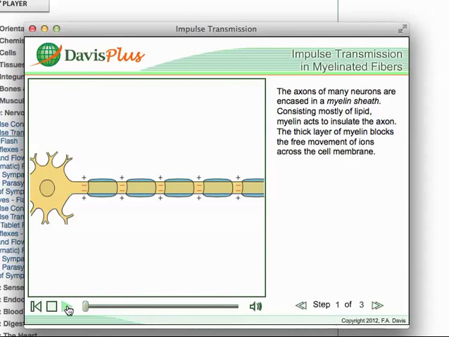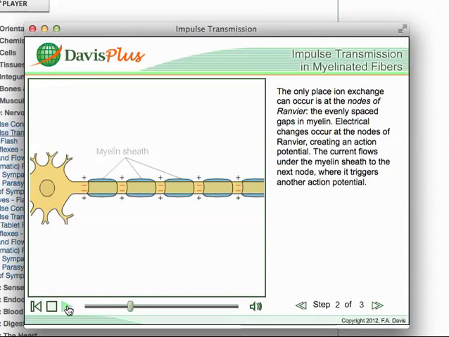The axons of many neurons are encased in a myelin sheath. Consisting mostly of lipid, myelin acts to insulate the axon. The thick layer of myelin blocks the free movement of ions across the cell membrane. The only place ion exchange can occur is at the nodes of Ranvier, the evenly spaced gaps in myelin.